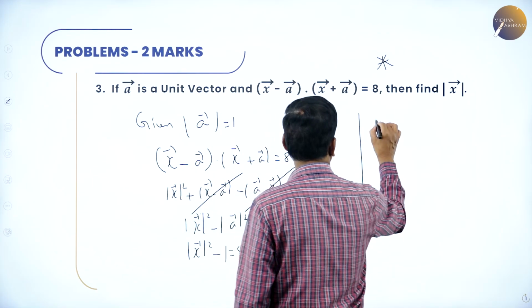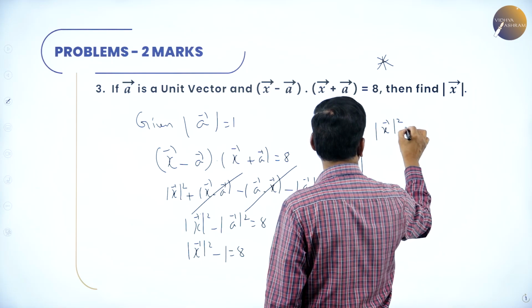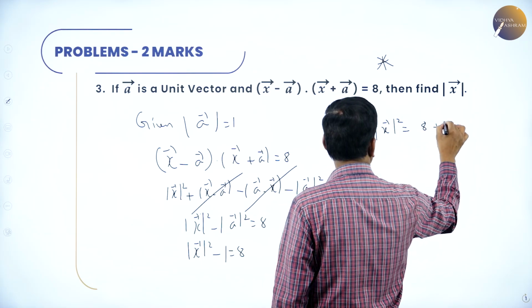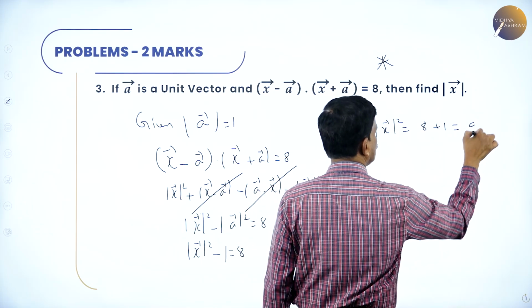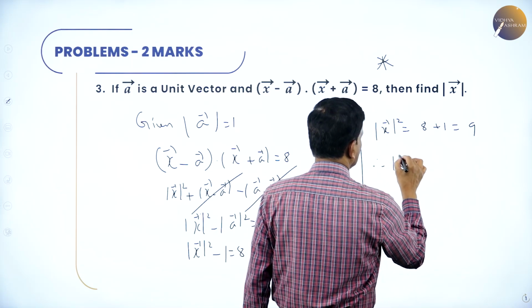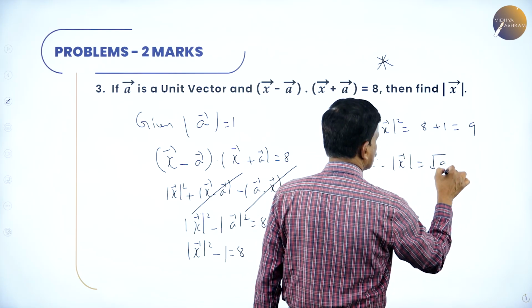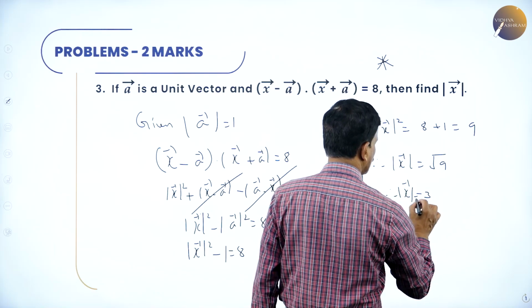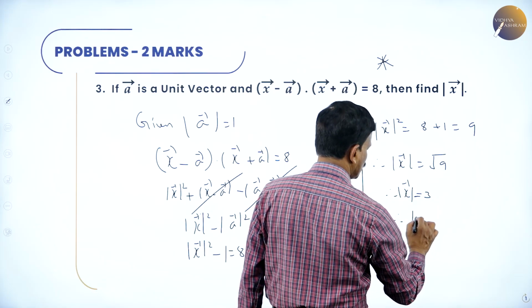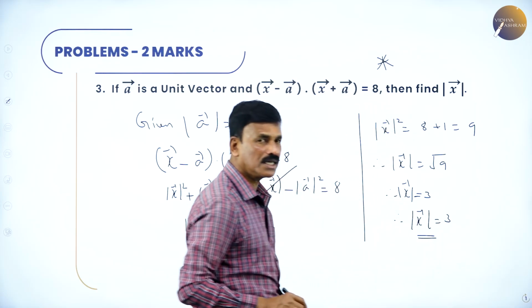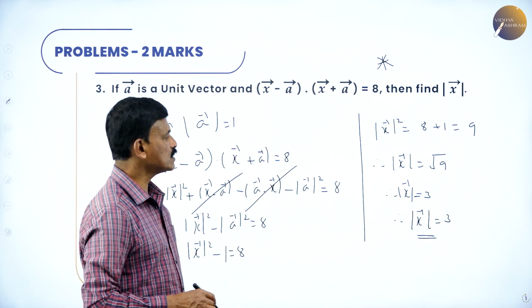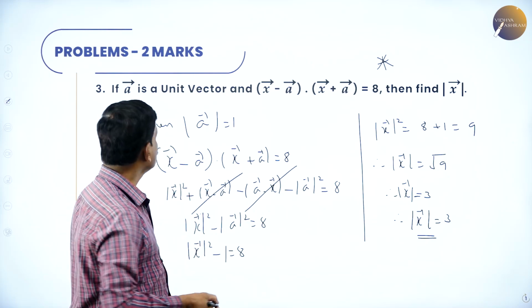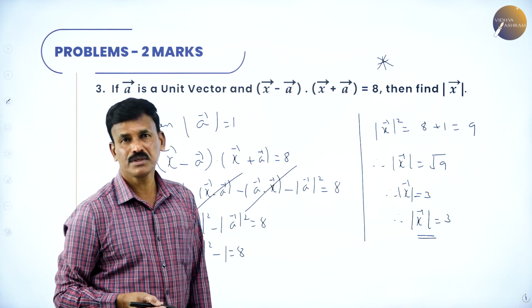So therefore, length of vector x square is equal to 8 plus 1. 8 plus 1 is 9. So therefore, the magnitude of the vector is root 9. Root 9, we take the positive value. So the required value for the vector x, modulus of x vector, is equal to 3. That's it. So this is also an important type of problem, you can expect this type.